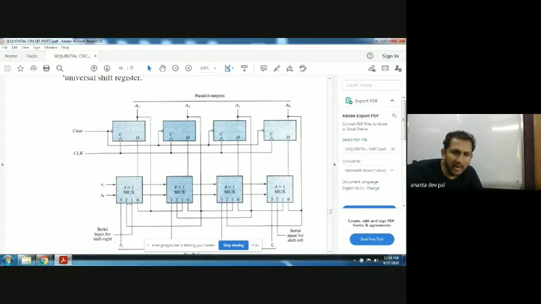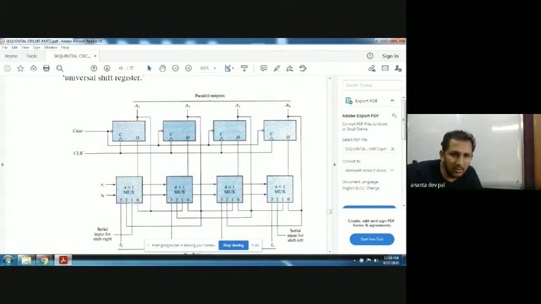Every MUX consists of 4 inputs, 0, 1, 2, 3. Each input is connected in this way. Input 0 is transferred to the output of A0, and likewise input 0 of each MUX is transferred to the output of A1, A2, and A3.